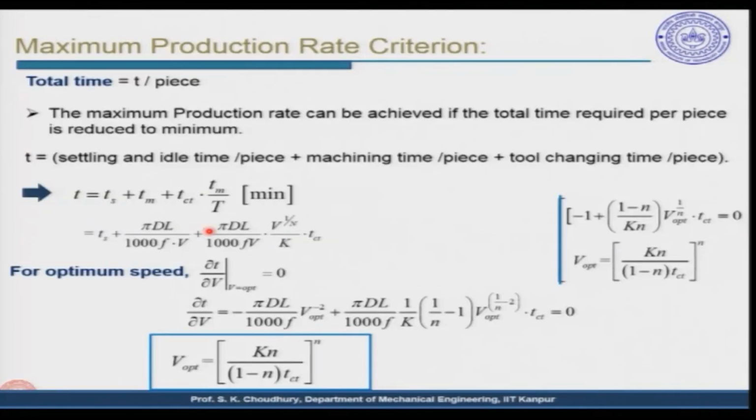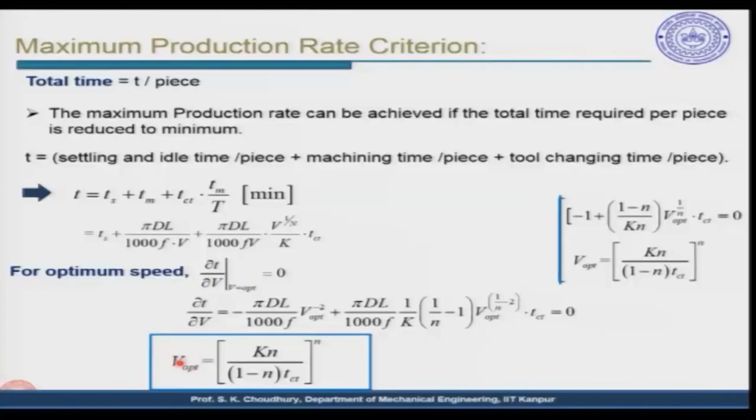So, we have to keep in mind that for each criterion the values of the optimum parameters are unique, in the sense that with this value of V optimum we cannot satisfy the other criteria, like maximum profit rate or minimum production cost.